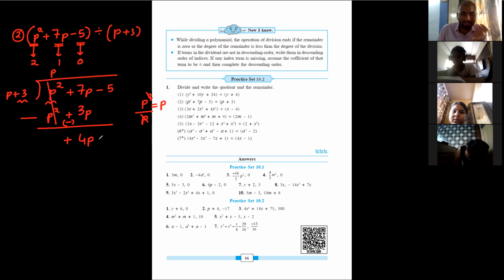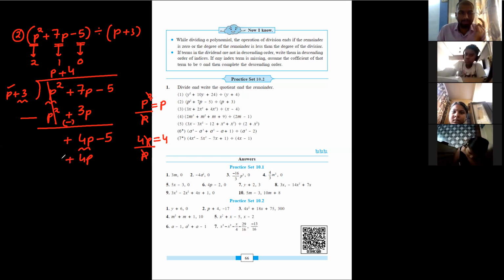Then we'll bring -5 down. So -5 came down. Now we'll eliminate 4p with the help of p. Just like we did before in the sums in 10.1, the same exact thing we have to do. So we'll eliminate 4p with the help of p. So p and p will get cancelled. Our answer will be what? 4. So I'll write +4 over here. I will write 4p over here.